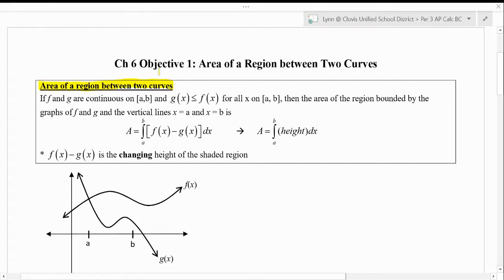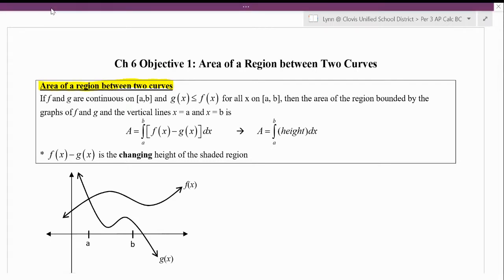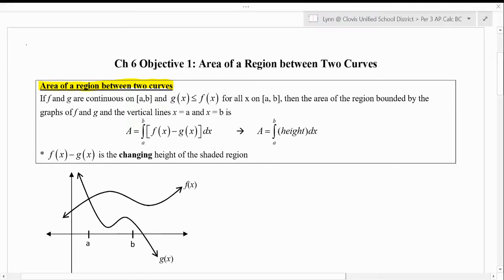Up to now, we have only found the area under the curve, or between a curve and the x-axis. We would be given one function, and our area would be bounded also by the x-axis. That's what we've done so far, and that would just be the integral from a to b of whatever our function was. We're just going to expand upon that a little bit.